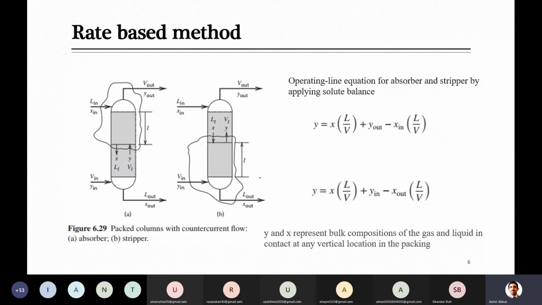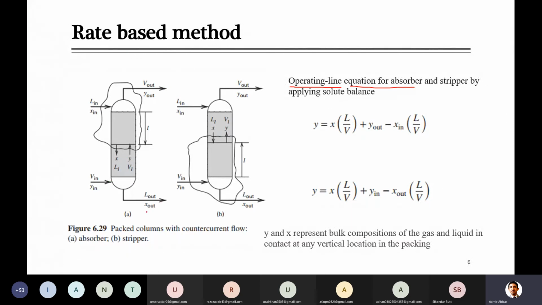So in this rate method, when we have to design, first of all, again we will need the operating line equation for the absorber and stripper. The operating line equations are very similar to what we have already discussed for the tray tower. Here you have to select the absorber. In this case, you can see there is an absorber in which some liquid is entering from the top, and the vapor or gas from which you want to remove something is entering from the bottom and leaving.